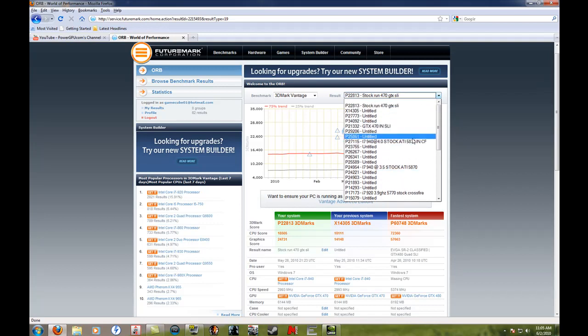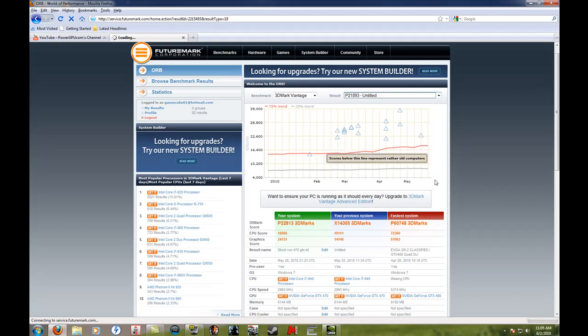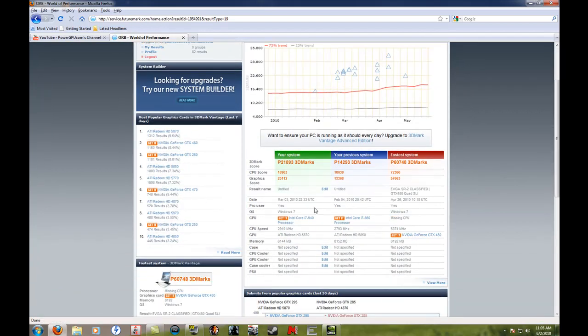No, that's that. Here it is. All right, so this is a stock run of my 5870s, stock processor i7 940. My graphics score was 23,112. And my CPU score was 18,903.